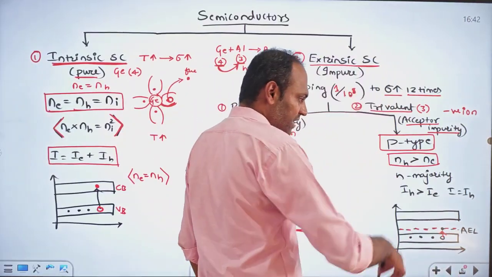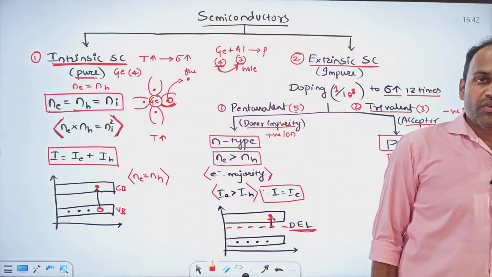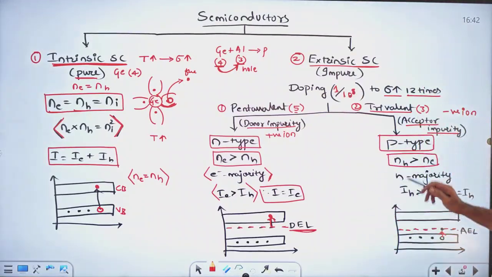It accepts one electron from the valence band. The hole which is present in the trivalent impurity will accept an electron from the valence band. So in the valence band a hole is created.